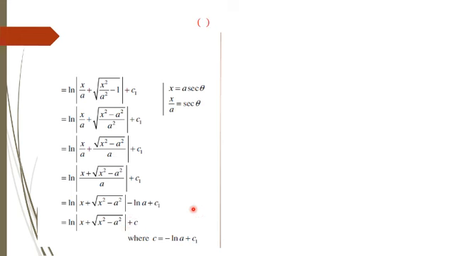Now the second part of question number 8 is, show that the integration of square root of a square minus x square dx is equal to a square over 2 sine inverse of x over a plus x by 2 square root of a square minus x square plus c.